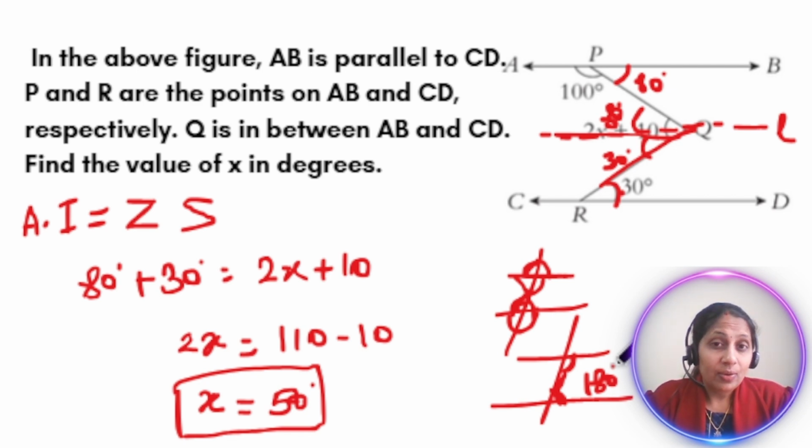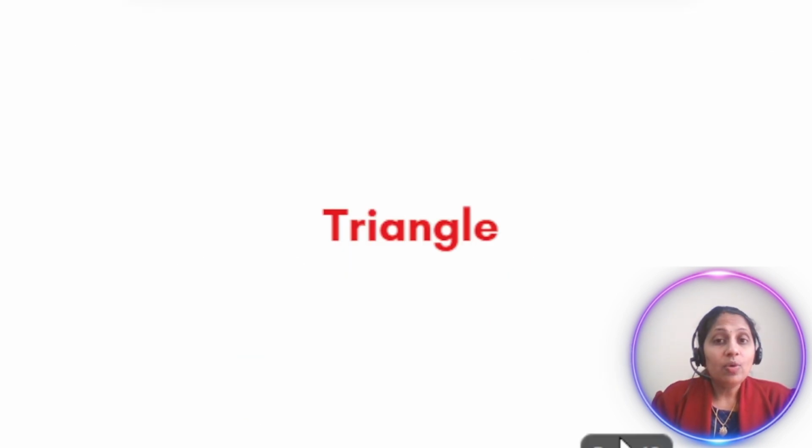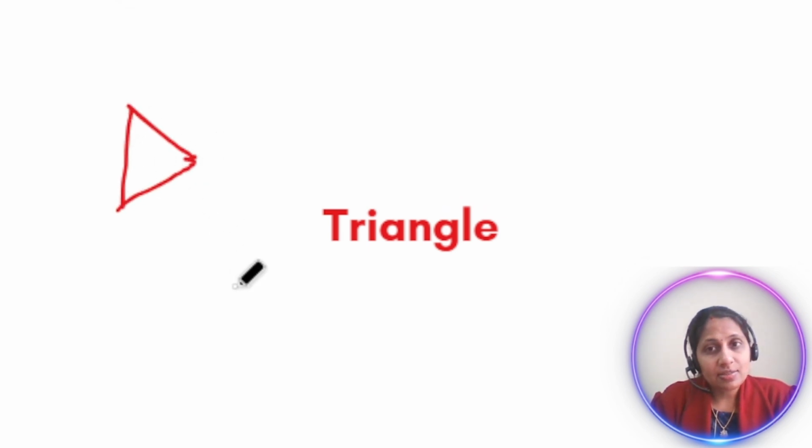Okay. Now let's go to the triangles. So what is a triangle? A triangle is nothing but a closed shape which has three sides like this. So it forms three angles inside it. Right? Let's discuss in detail about the triangle.